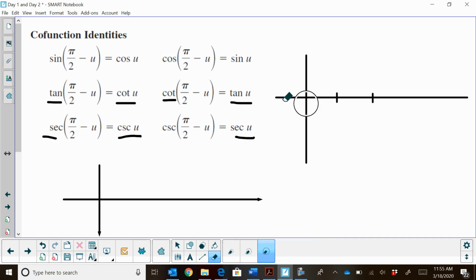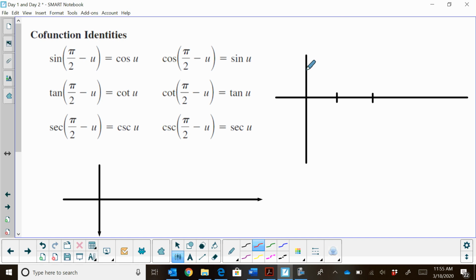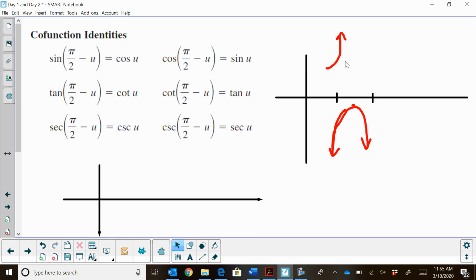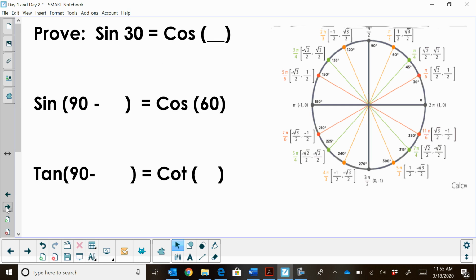The same thing works for tangent, cotangent, and secant and cosecant. Secant and cosecant are pretty easy to see. Here is my cosecant graph. And then if I take that and I shift it, it's going to end up being my secant graph, if I just shift it over 90 degrees. Just a way to look at it.